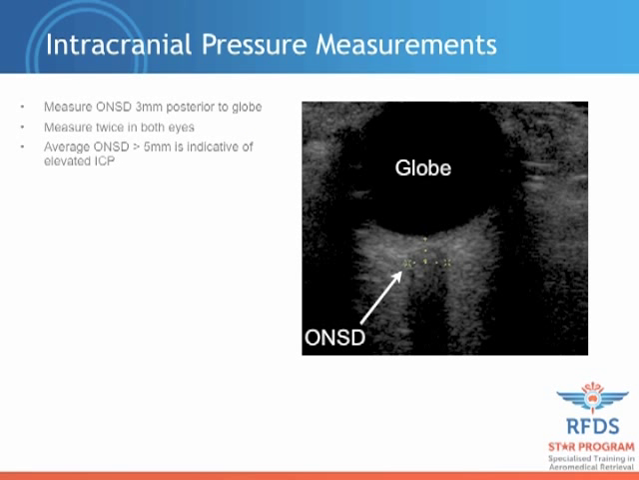Okay, to obtain an estimate of intracranial pressure, you need to obtain a value for the optic nerve sheath diameter. This should be measured at a point 3 mm posterior to the globe every time. You should measure twice in both eyes and obtain an average. If the average optic nerve sheath diameter is greater than 5 mm, this is indicative of elevated intracranial pressure. Dr. Minh LeCong, Senior Medical Officer with the Royal Flying Doctor Service up in Cairns, will now illustrate the use of this modality in the aeromedical retrieval setting.